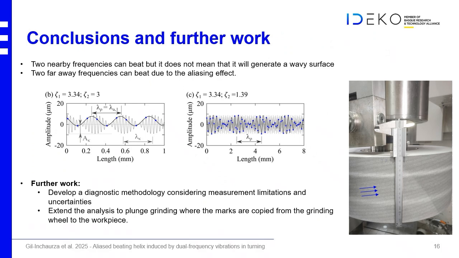So to conclude, and to see what is the further work, the first conclusion is that we can have two nearby frequencies that can beat, but it doesn't mean that it will generate a wavy surface, especially in the case where one of those frequencies is a harmonic of the workpiece rotation. Then the other interesting finding is that we can have two faraway frequencies that can beat due to the aliasing effect. And what is important to consider is not the frequency itself, but the decimal part of the frequency ratio, and this will define the wavelengths and the beating effects that will appear on the surface.